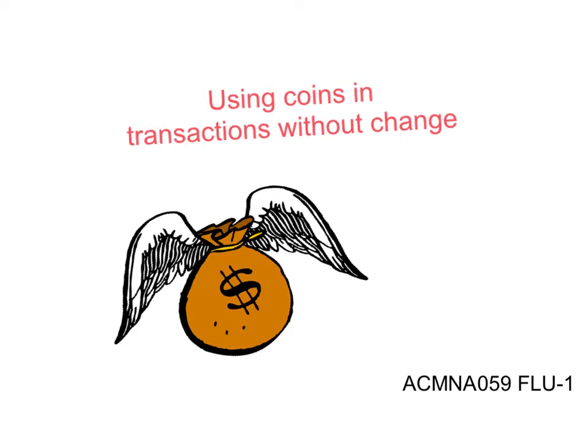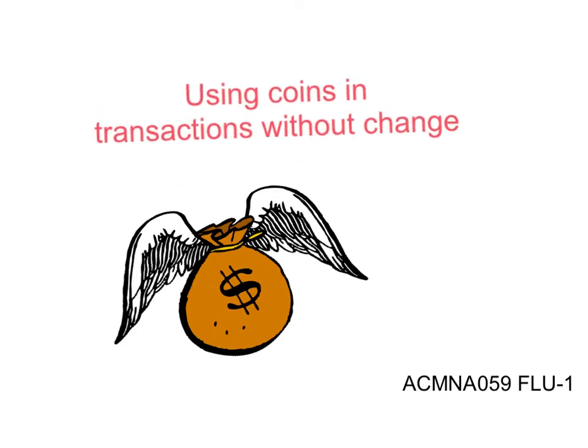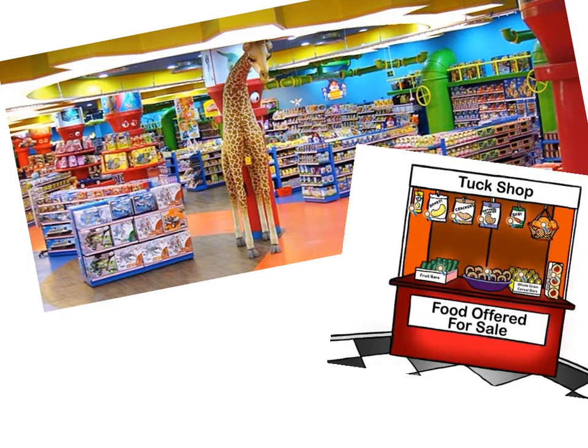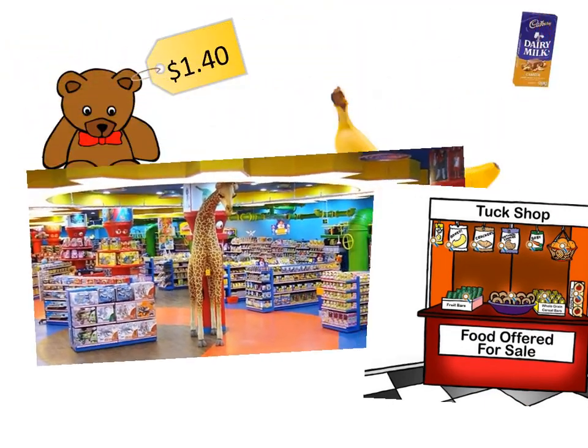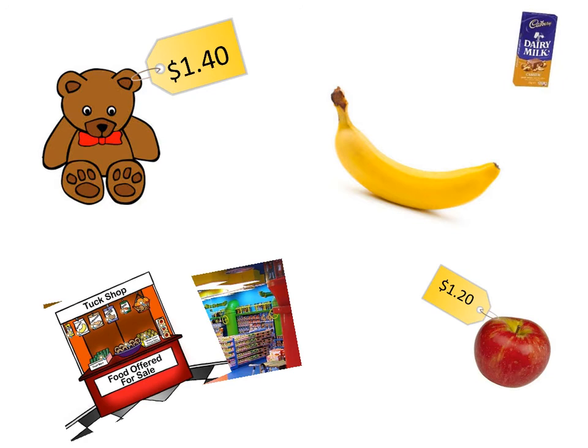This is your Fluency 1 lesson, and today we are looking at using coins in transactions without change. Sometimes when we want to purchase things from the tuck shop or a toy shop, we want to purchase things that are more than $1, and so that requires us to make a transaction. That might be something like a teddy bear that's $1.40 or this apple that's $1.20. Today we're going to look at how to purchase those things using the right amount of money in transactions that don't require us to get change.